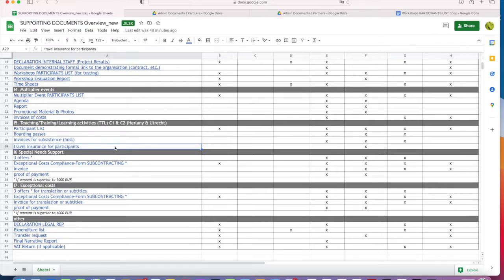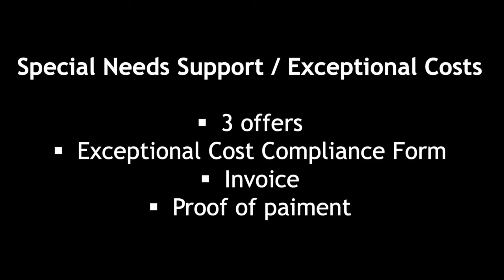It's not to be sent in for the reporting with the EU Commission for the progress report or the final report, but it could be that an inspector later down the line wants to see this insurance. So please make sure that people traveling to the event also have travel insurance. So this is already it for this C1 and C2 events.